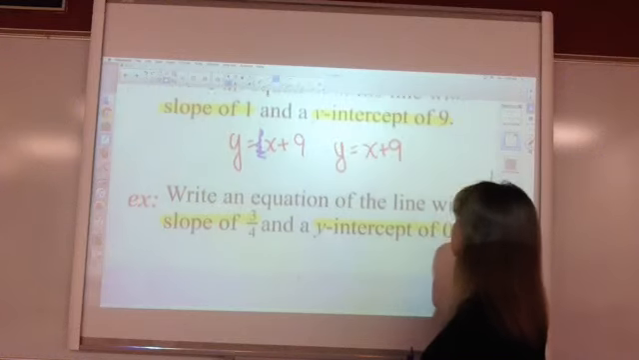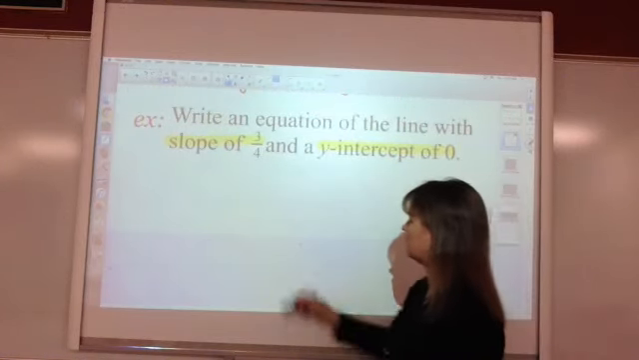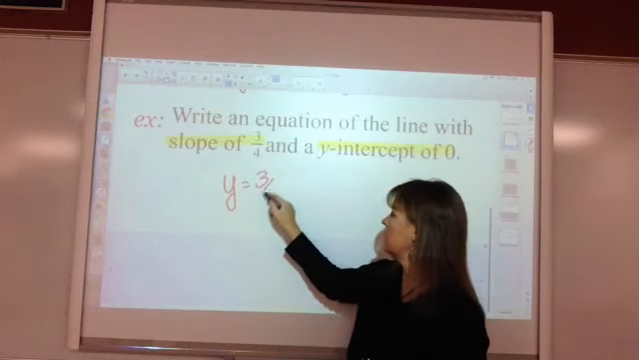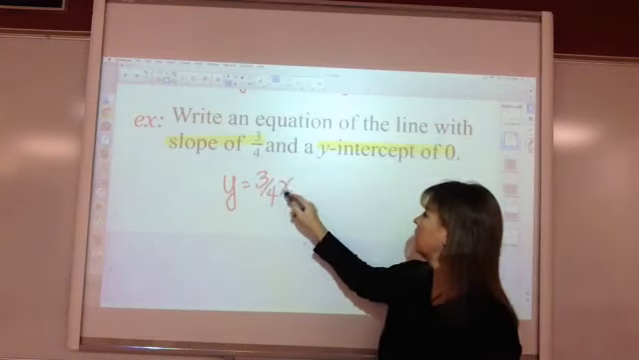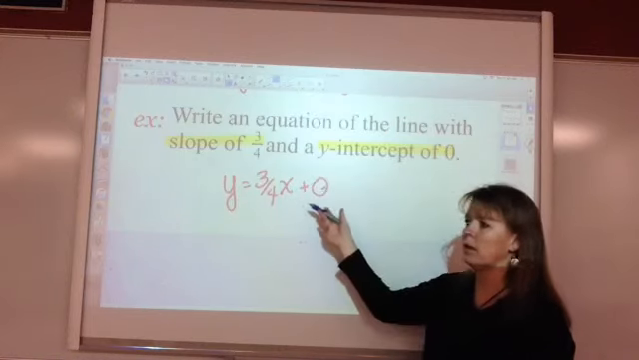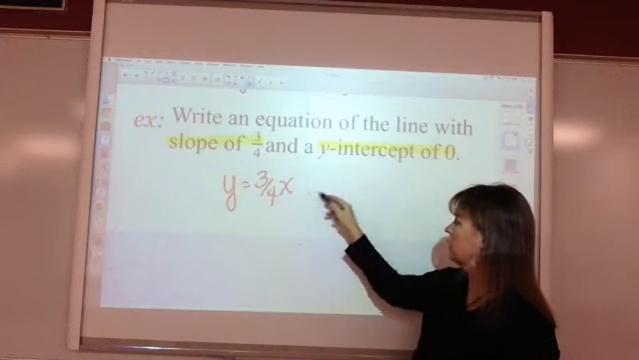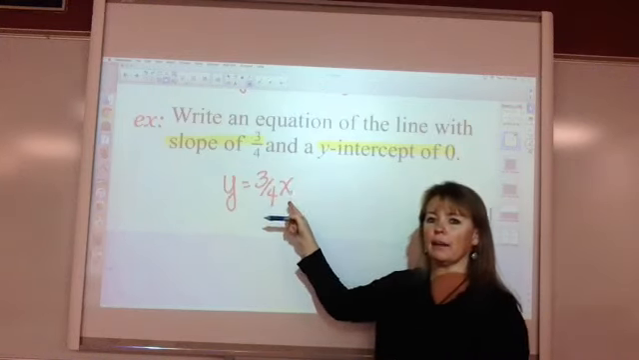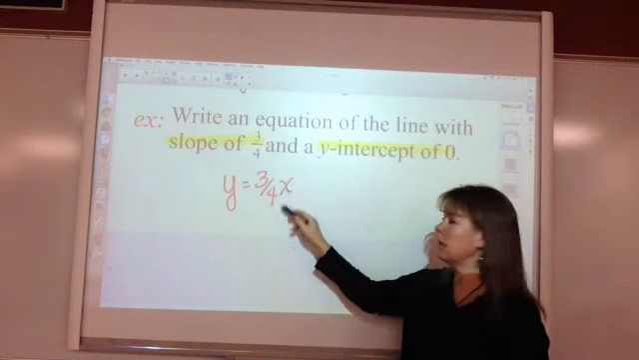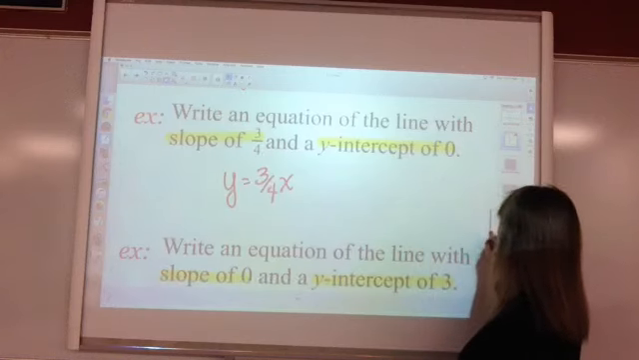And the last one of these, write an equation of the line with slope of 3/4 and a y-intercept of 0. You would get y equals 3/4 x plus 0. Another unsimplified version of that. Don't leave it plus 0. It's just y equals 3/4 x. Be sure to leave the x in the problem, because then you know that 3/4 is slope and not y-intercept.